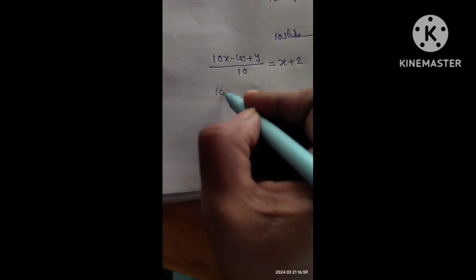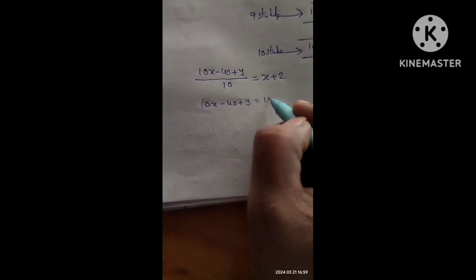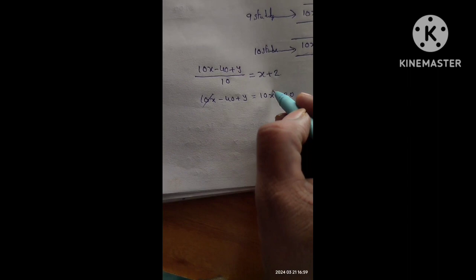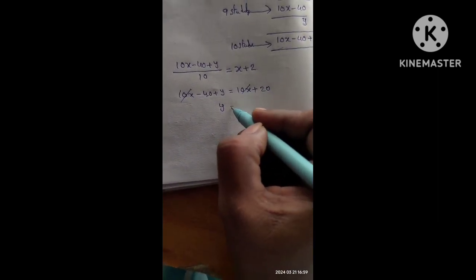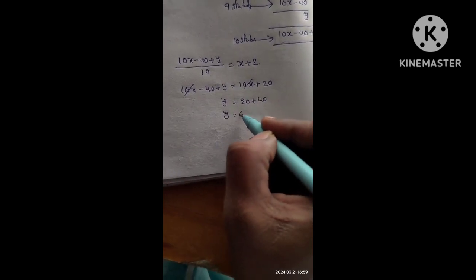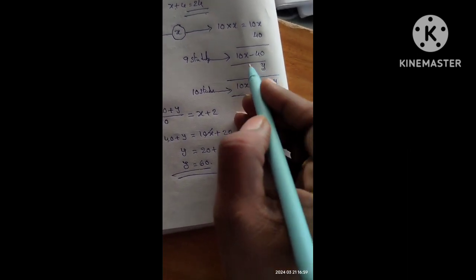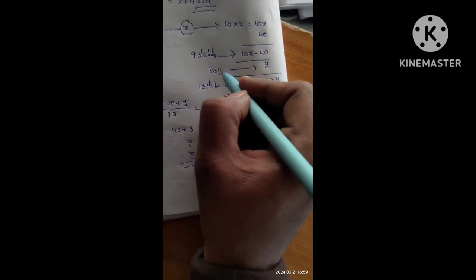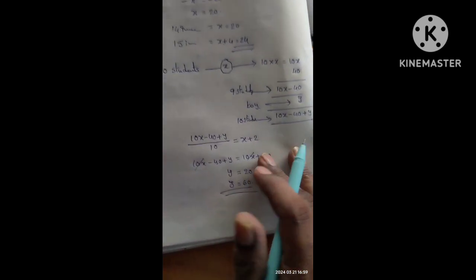Then simplifying it, 10x minus 40 plus y is equal to 10x plus 20. On both sides, 10x and 10x cancel. Transposing the minus 40 to that side, y equals 20 plus 40. Then y equals 60. Y means the weight of the new boy, that is the weight of the boy. So the weight of the boy is 60 kgs.